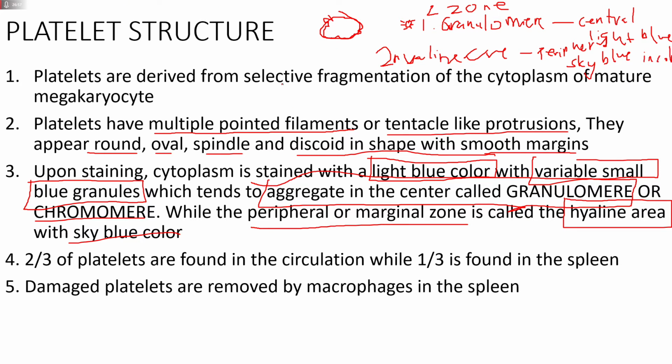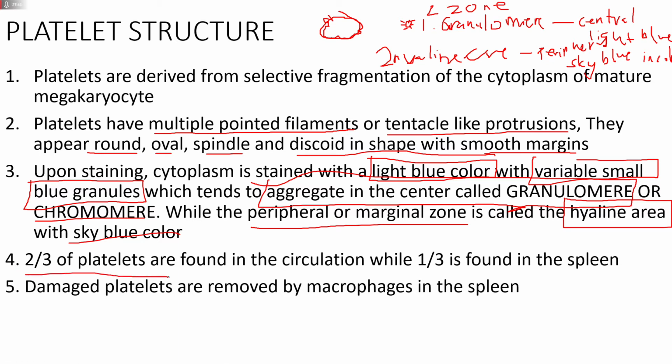Okay. So again, your platelets class are derived from fragmentation of the mature megakaryocyte. They have multiple pointed filaments or tentacle-like protrusions. They would appear round, oval, spindle, and discoid in shape. Now, they have two zones. The first one would be your granulomere or chromomere. This is the central area and would appear light blue in color. And the second zone is known as your hyaline area, which is located in the periphery, sa gilid, and would appear sky blue in color.